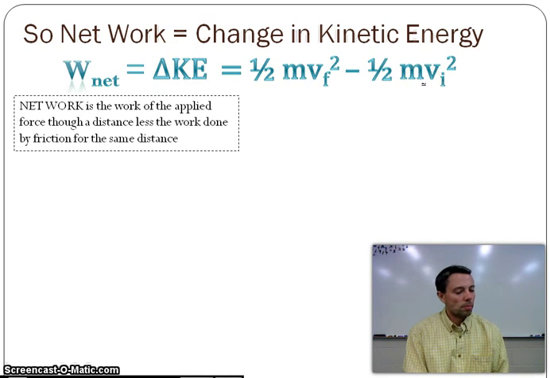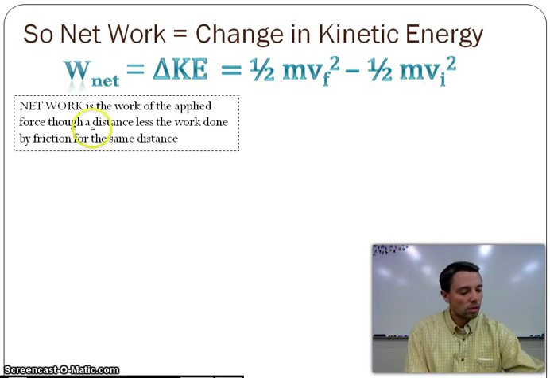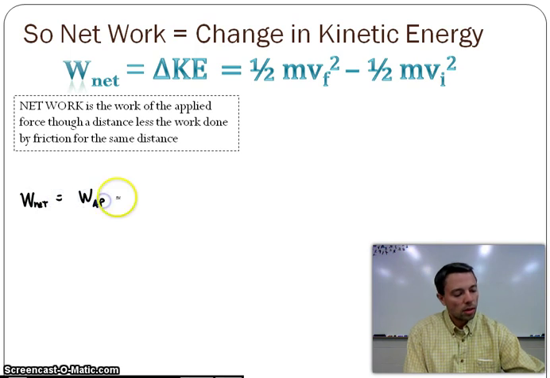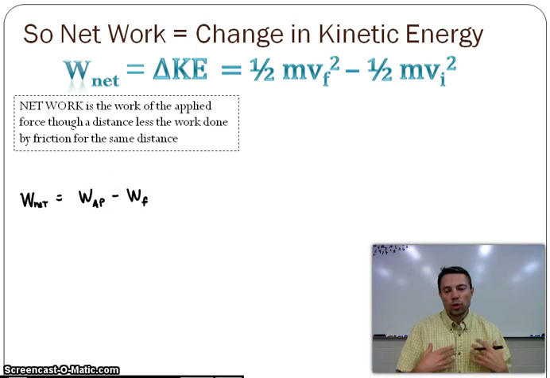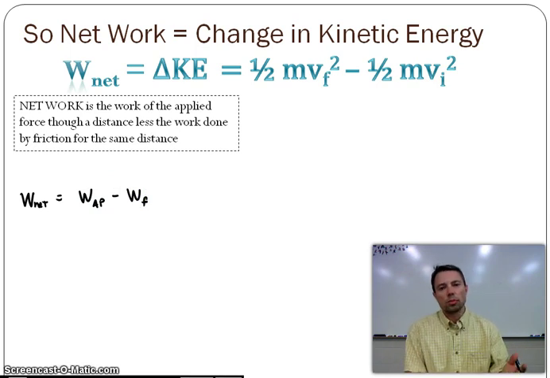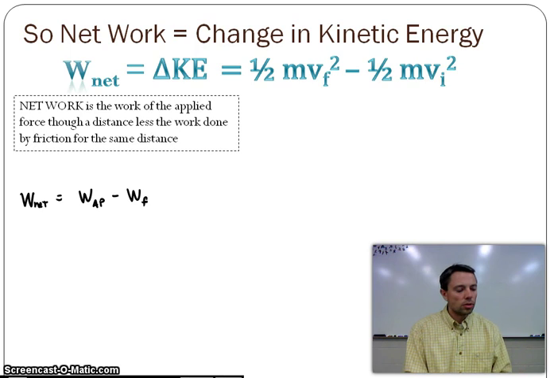My net work is equal to a change in kinetic energy, or what I had on the other slide: the net work is the work done by the applied force through a distance, less the amount of friction force. So when we look at net work in some problems, we would look at our work from an applied force less our work from, say, a frictional force. Friction always acts against us. It goes back to our simple machines and why they were not as efficient. We lost some of our work or energy due to friction.